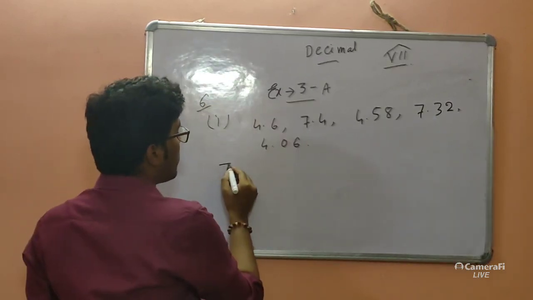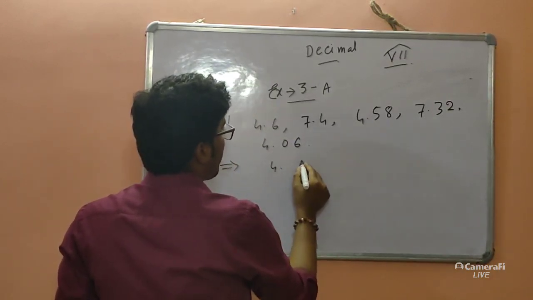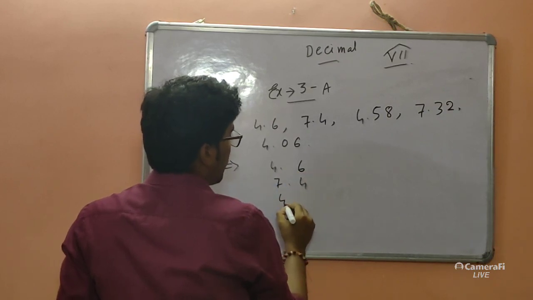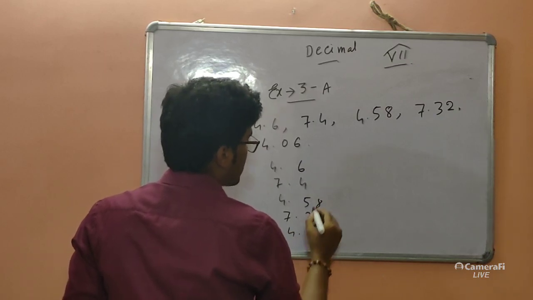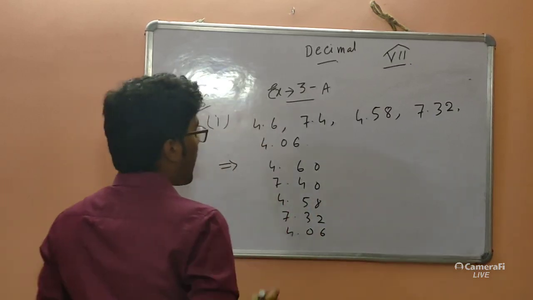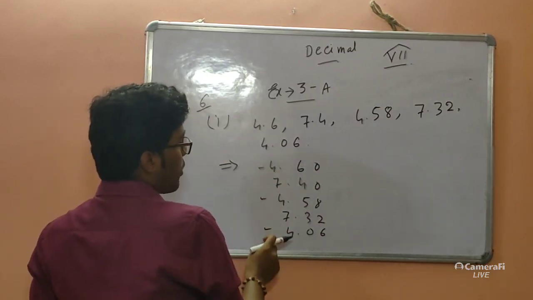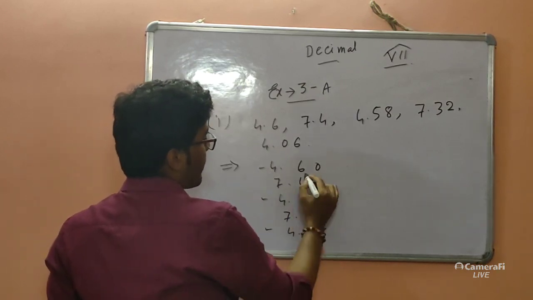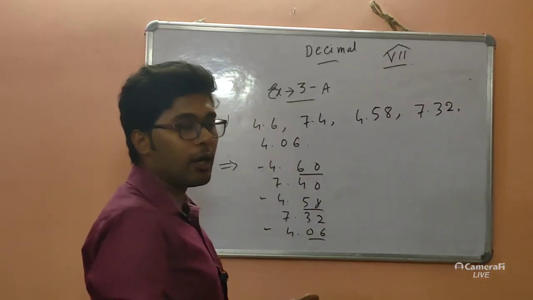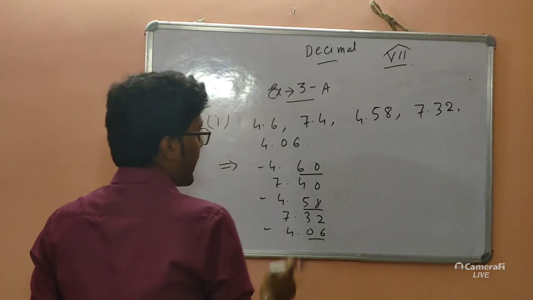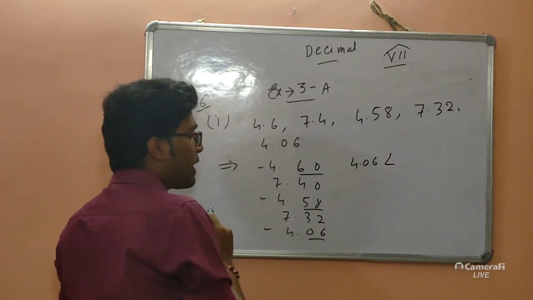So first we will convert them into like decimals, right? So 4.6, 7.4, 4.58, 7.32, 4.06. Make them like decimals like this. Now you check the whole number part. 4, here 4, there 4. So now we will compare between these three. 4 same. Now here it is 60, here 58, here 06. Obviously this is less, right? Ascending order means from small to big. So first we will write this, and then we will give the less than sign. In ascending order we give the less than sign.